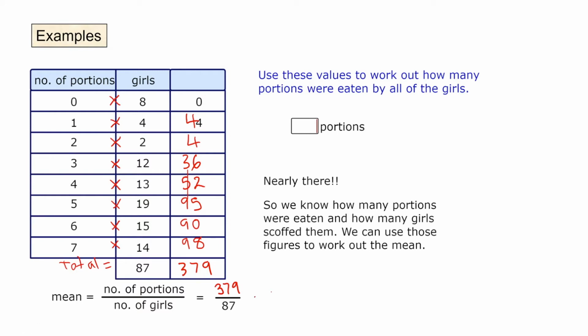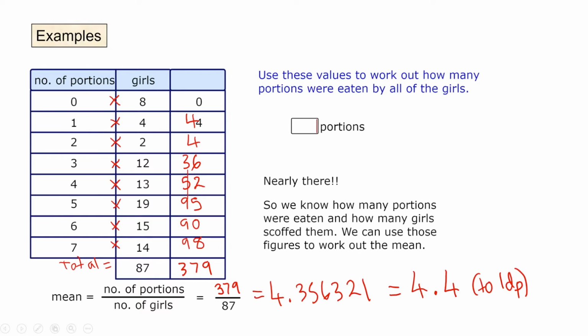giving us an answer of 4.35631, which when you have a long number like that, you can round it then to either 1 or 2 decimal places. So we'll put that, and then we'll put 2, 1 dp. Okay, so here then it's saying on average the amount of portions of fruit and veg that girls are eating each day then is about 4.4.